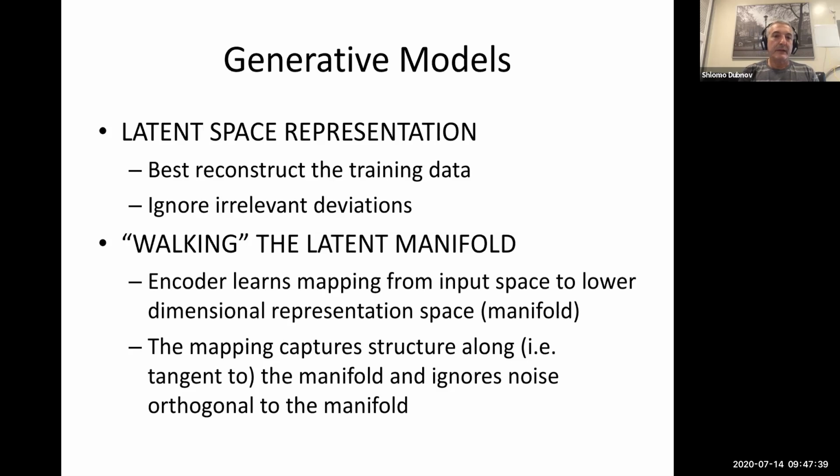But the whole idea is that if you want to interpolate data, you probably want to make your trajectory in the latent space rather than on the data itself. So the encoder learns a mapping from input to some representation, a lower dimensional manifold, and when you move in that manifold, because your mapping captured the structure, it ignores the noise orthogonal to the manifold.